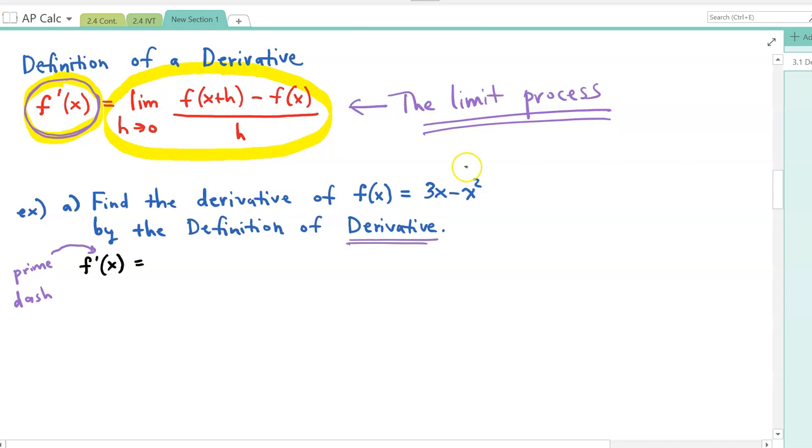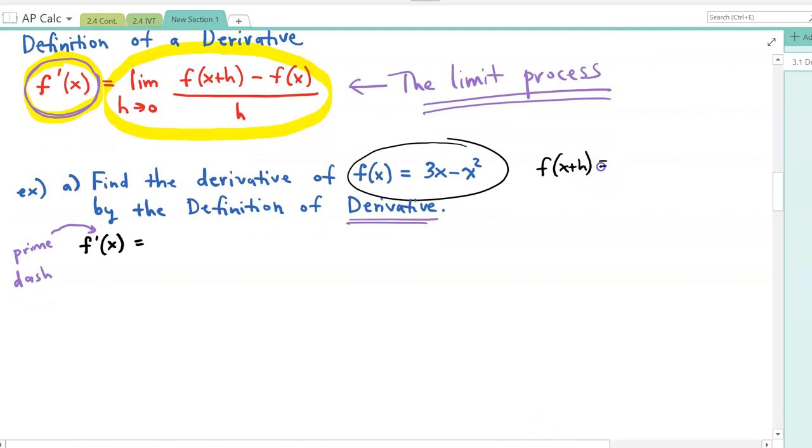Now the question is, what is f of x plus h? Well, wherever you see an x, just plug in x plus h. So we have a 3. Next to the 3, we have an x. That's going to become x plus h, minus x squared. Well, there's another x. That x becomes x plus h. And that is what f of x plus h is.